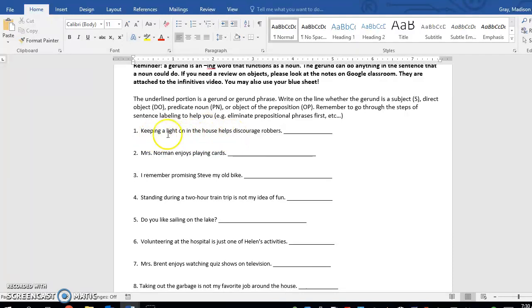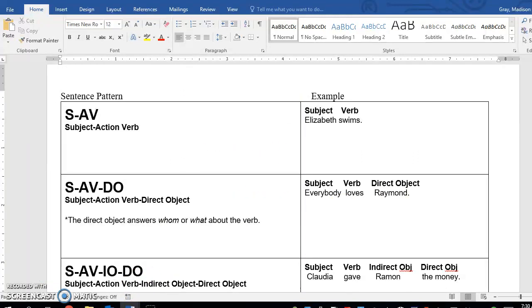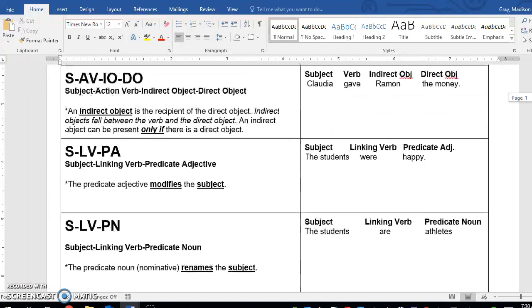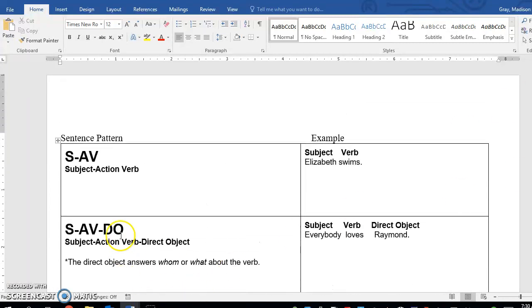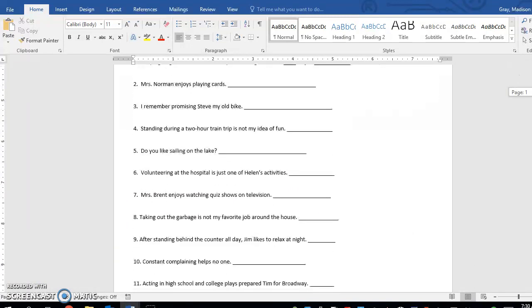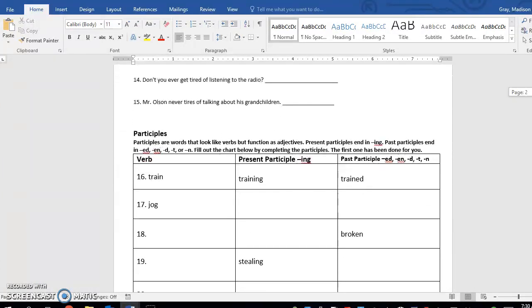And so you're going to identify what it does. So in this sentence, keeping a light on in the house helps discourage robbers. Keeping a light on is the subject of this sentence. So if I were doing this, I would label this subject. You're going to continue down through that. Remember, I've put this chart with the information on this chart up on the Google Classroom stream. So if you need like the direct object help, again, it's up there. Okay. All right, so there are 15 questions about gerunds.